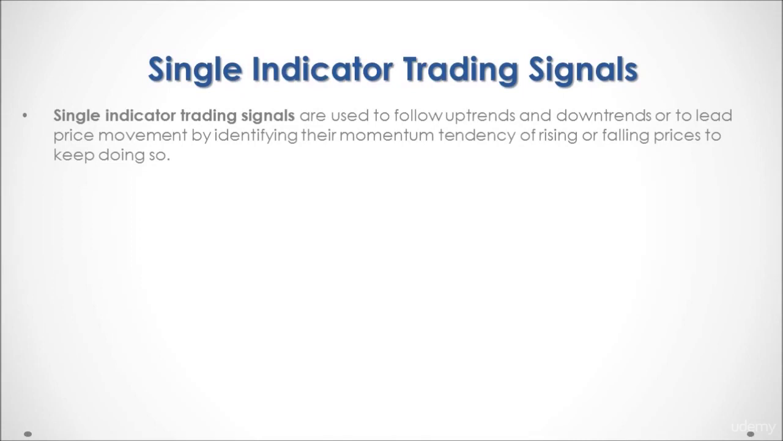Single indicator trading signals are used to follow uptrends and downtrends, or to lead price movement by identifying their momentum: the tendency of rising or falling prices to keep on doing so.